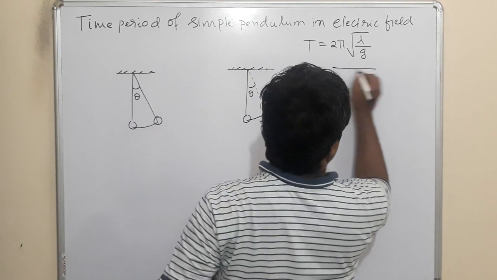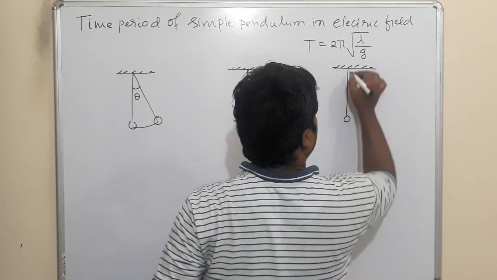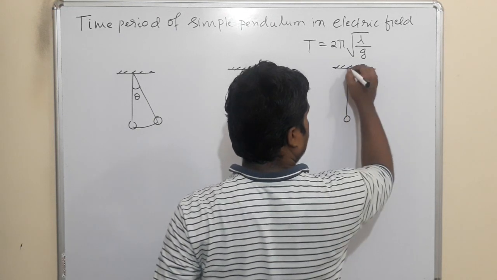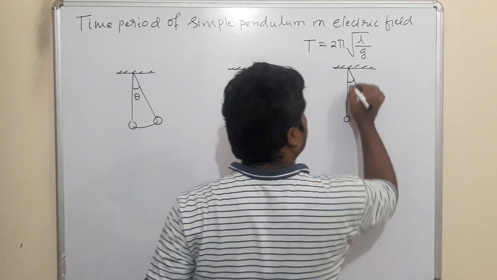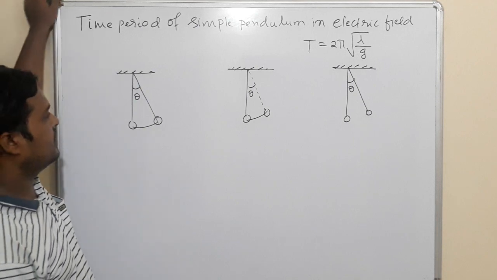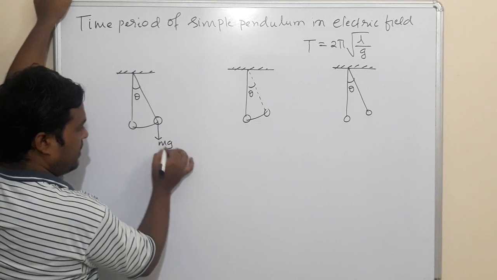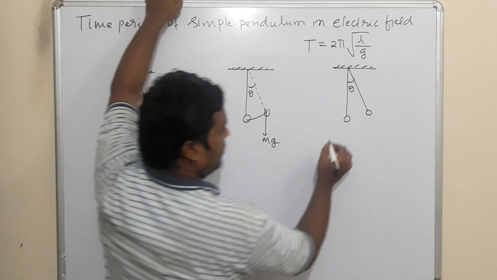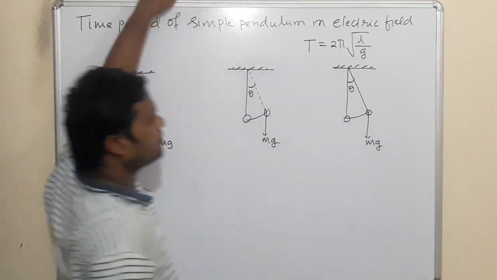Suppose another case we'll consider. Let us say it is oscillating about this mean position. This is the mean position by making an angle theta with the vertical like this. Then to this oscillating body we have a force mg here in all the three cases due to the weight of this sphere. This is mg.